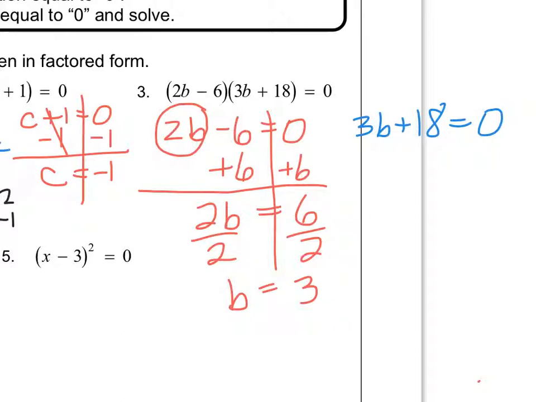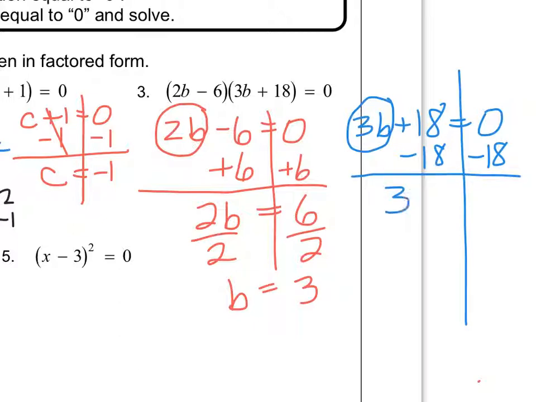Okay, now let's work on my second factor. Again, my goal is to solve for b. So I've got to get b by itself. So if I cover up the 3b I've circled, I know the first thing I've got to do is move that 18. So I'm going to say minus 18, zero it out.